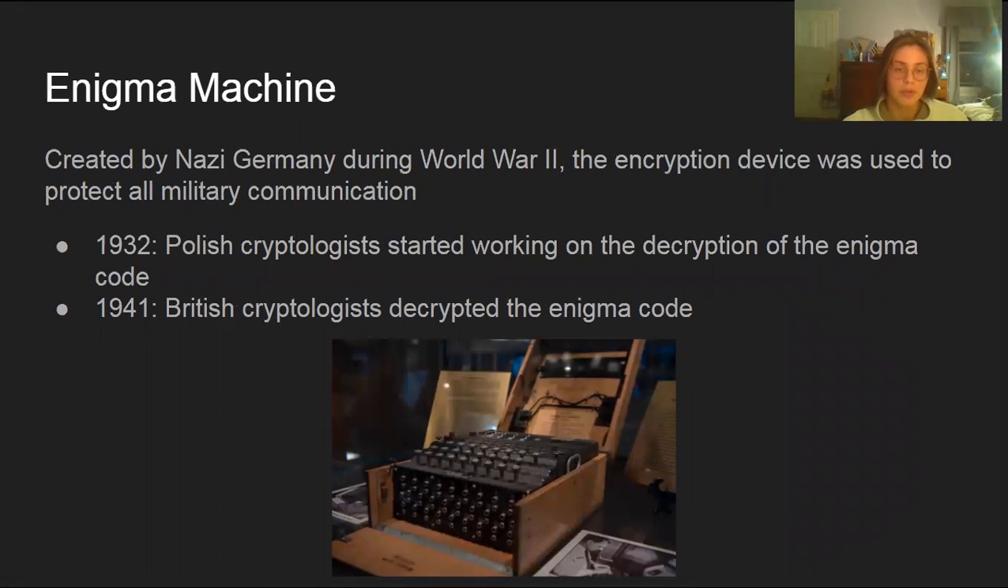Speaking of which, I wanted to talk about the Enigma machine really quick. This was an encryption device used by Nazi Germany during World War II, and it was just to protect their military communication. In 1932, Polish cryptologists started working on figuring out the code. They eventually gave their information to the British and the French, and in 1941, British cryptologists finally decrypted the Enigma code. If you've seen The Imitation Game, that movie is all about this.